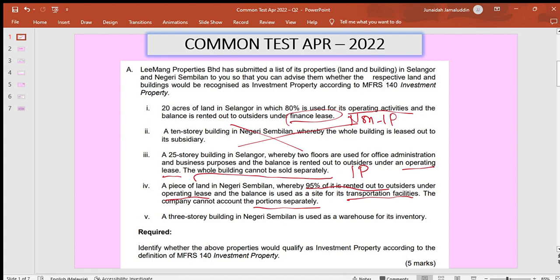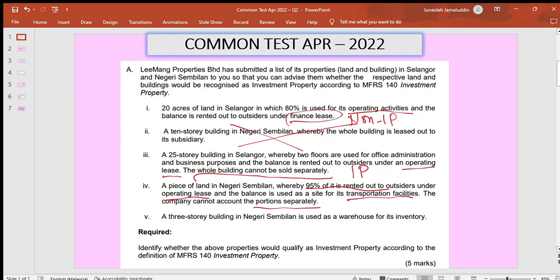Whereby 90% of the land was rented out under operating lease, while the balance is used for transportation facilities. So basically the balance, which is 5%, is used for provision of services. If the property cannot be sold or leased out separately, again, we have to look into whether the portion that is used for provision of services here is significant or not.